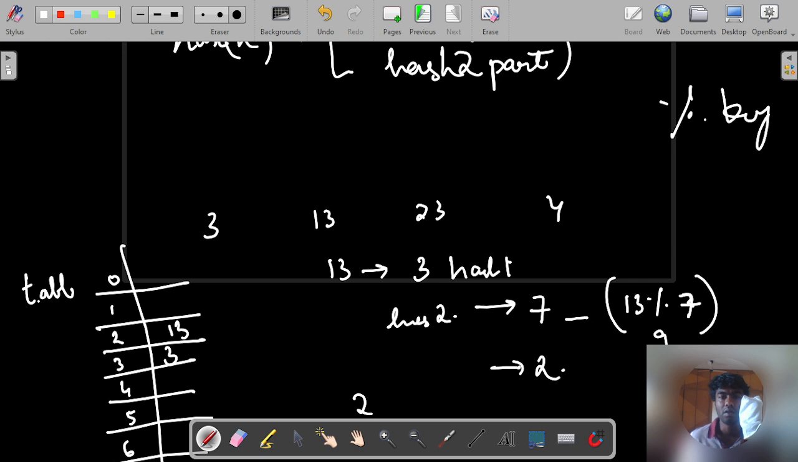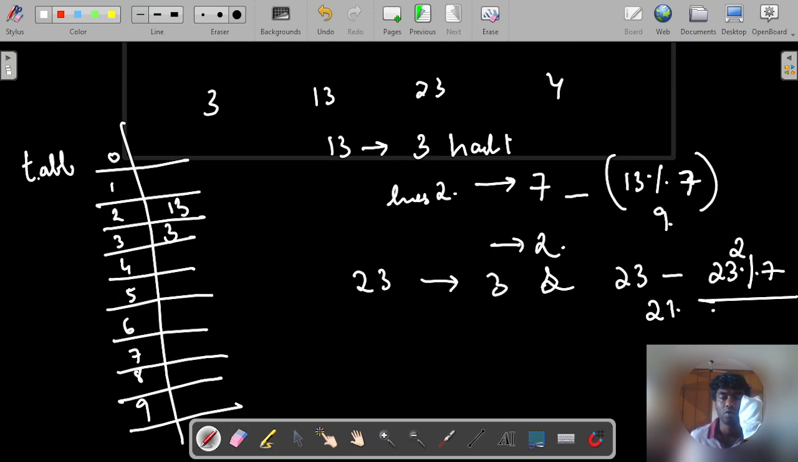While 23, 3, and 23 minus 23 divided by 7, so this would give 2. 7 threes are 21, and this would be 2, and 2 from 21, 21 mod will be 1. This will be 1. 3 plus 1, which is 4. This is for 23.